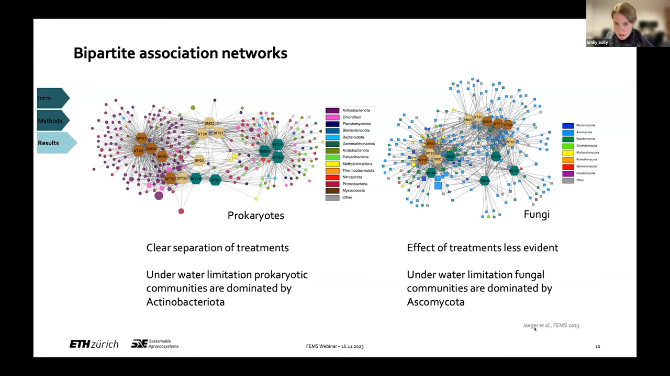On the other hand, we didn't observe the same pattern for the fungal community composition. For the fungal community, in fact, you can see that there was no clear effect of treatment, or at least this was less evident from the bipartite association network. And you can also see from the colors that the community of the fungi was mainly dominated by Ascomycota. So again, it seems from this analysis quite clearly that prokaryotic communities are more sensitive to water limitation as compared to fungal communities in soils.